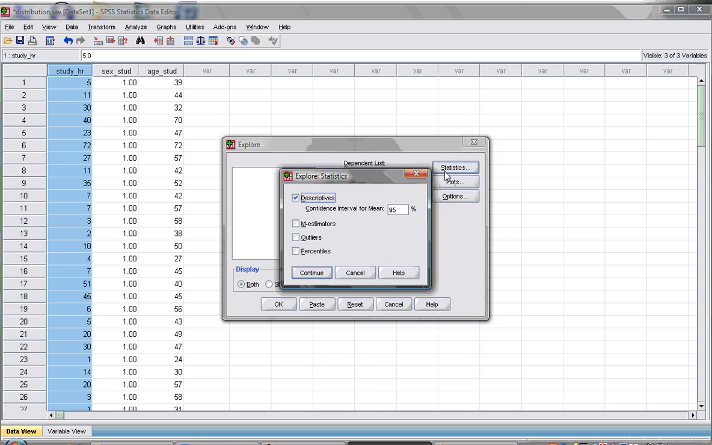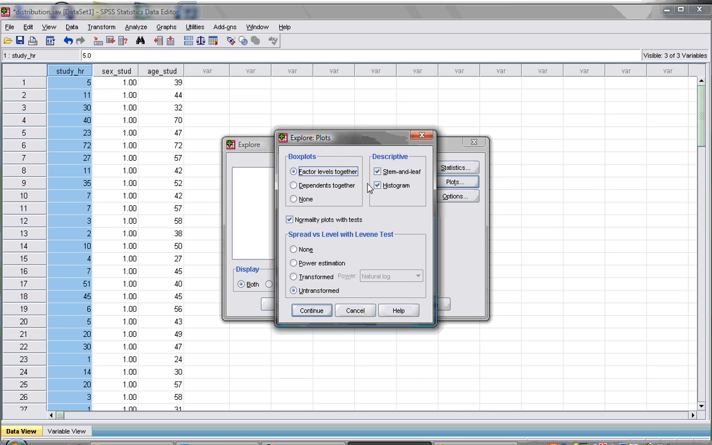When you press Statistics, you are looking for the descriptives of that data. In Plots, you are looking for the histogram. This is not checked by default, so you have to check it. You have to check the normality plots with tests. For the time being, I will leave this one untransformed. If we have time, I may show you in this clip how to transform your data if they are abnormal. Otherwise, it will be in the next clip.